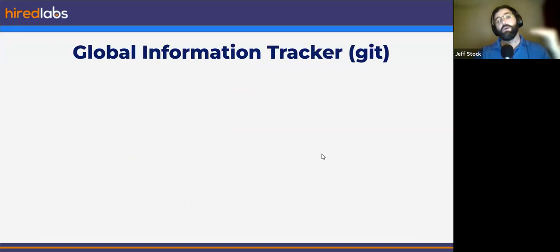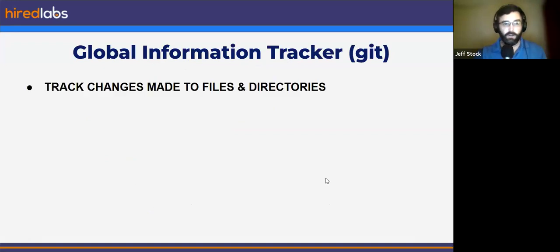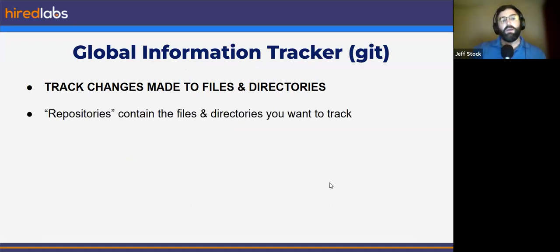All right, so Git specifically, the Global Information Tracker. Again, I'm going to keep this on the screen. It tracks changes made to files and directories. Some key concepts here is that we talk about things in terms of repositories that contain files and directories that you want to track. So it's just called a Git repository. It's files and directories, just like every other piece of software. We'll see that it's making a directory, but we refer to them as repositories.